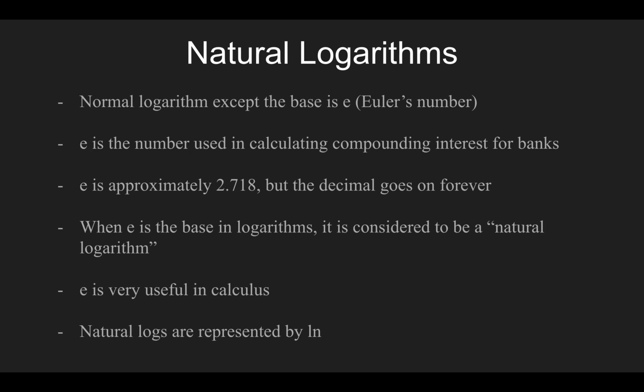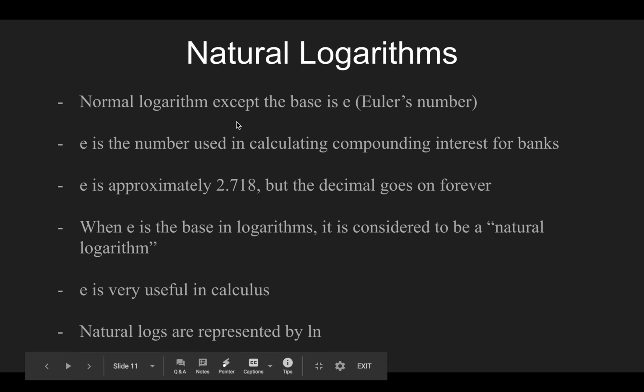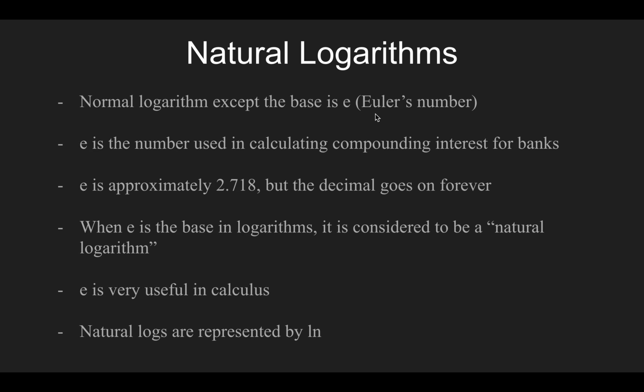So natural logarithms: it's a normal logarithm except the base is e, which is Euler's number. A lot of people will recognize this from calculating compounding interest for banks. It is approximately 2.718, but the decimal does go on forever. It's an irrational number. I honestly have no clue how it's found. I don't know the equation for how you get Euler's number, or why they use it in banks.